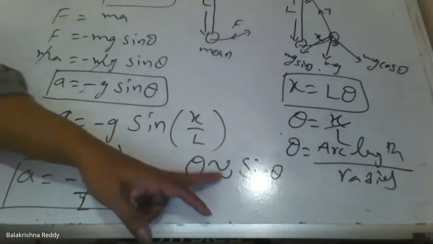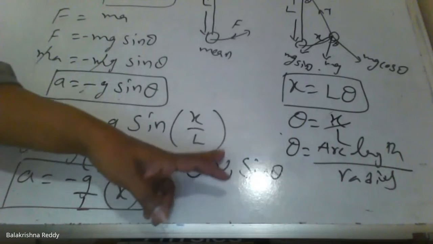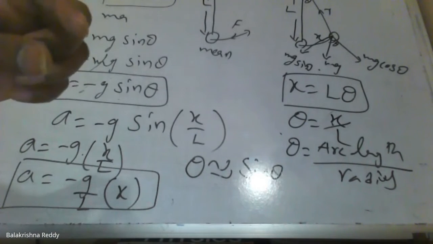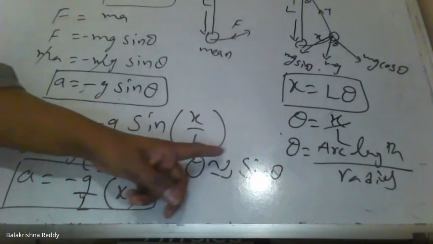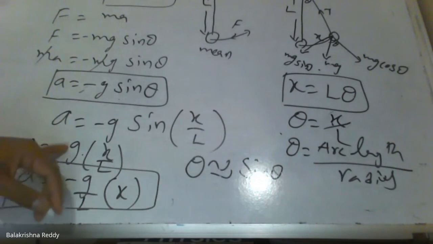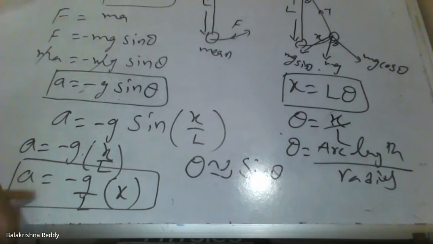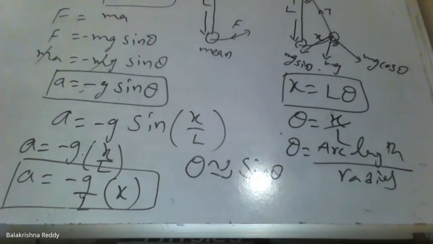I lost connection when you wrote a equal to minus g sine x by L. Sine theta is approximately equal to theta, since theta is considered very, very small here. Then we will take a equal to minus g into x by L. Therefore, a equal to minus g by L into x, we can write.